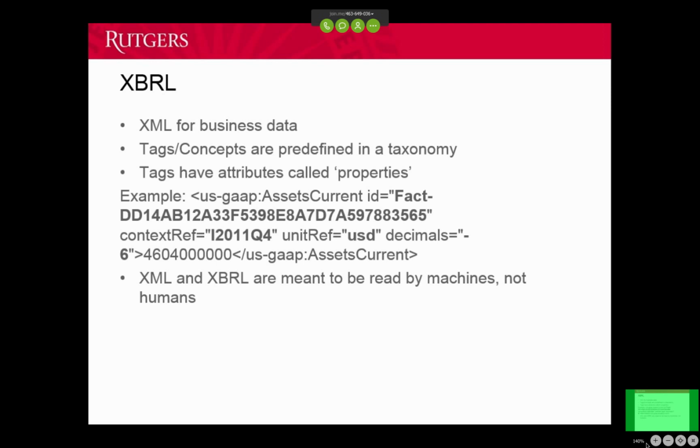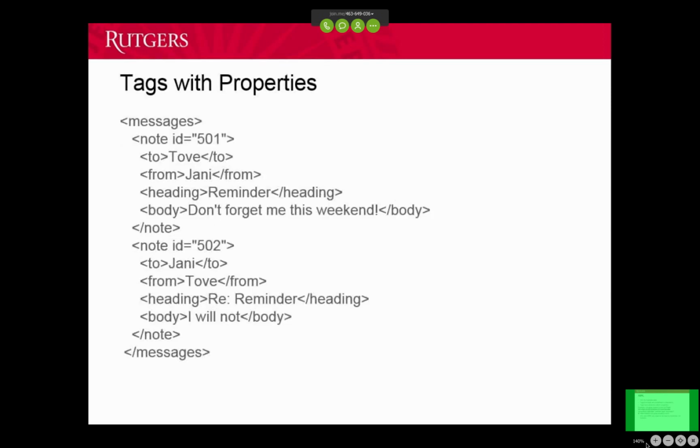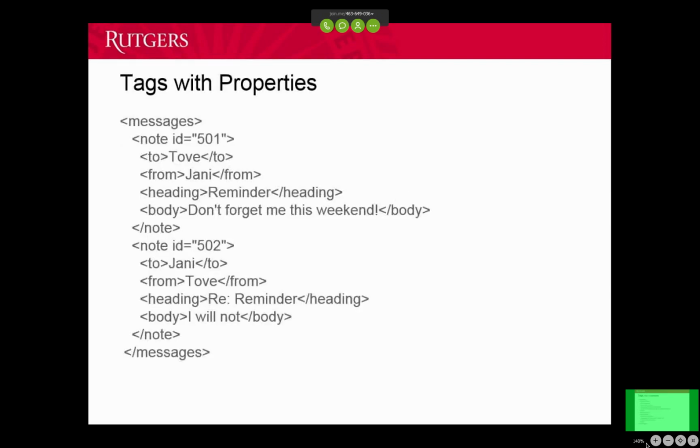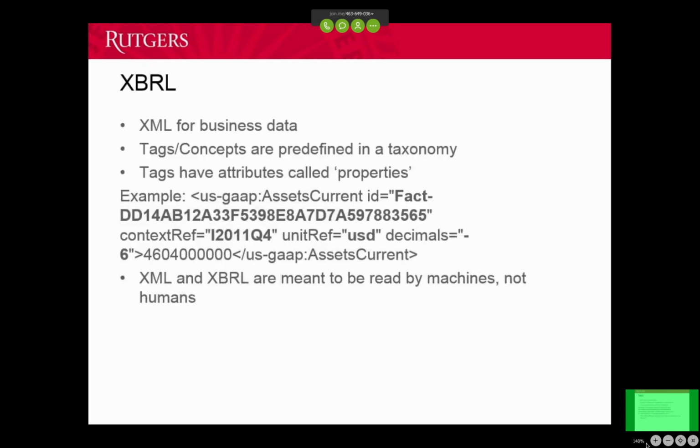So here's the tag for current assets. Here's all the different tags for our liabilities. Here's all the different tags for income. So those tags are predefined. So a company that wants to transmit data in XML or XBRL needs to put the right tag around the right information. And tags have attributes called properties. So you see this is a property of the note tag, ID equals 501. Well, XBRL tags have properties too.